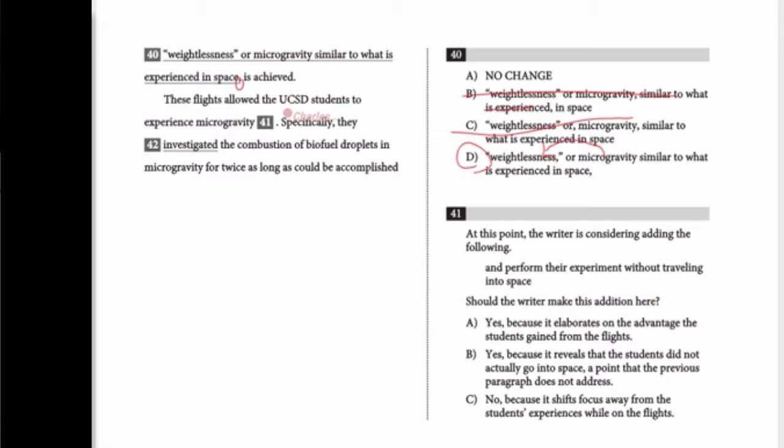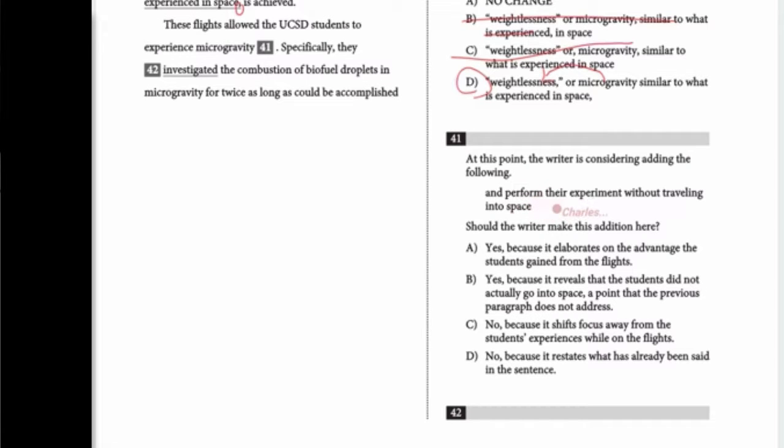These flights allowed the UCSD students to experience microgravity. At this point, the writer is considering adding the following: and perform their experiment without traveling into space. Should the writer make this addition here? Yeah, I think that's an important extra point. They're able to do it without traveling into space, right? So yes, I would include it because it elaborates on the advantage students gain from the flights.